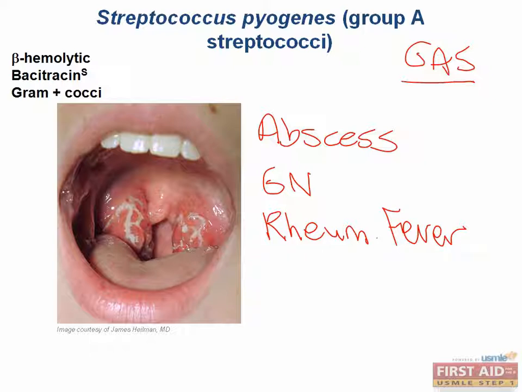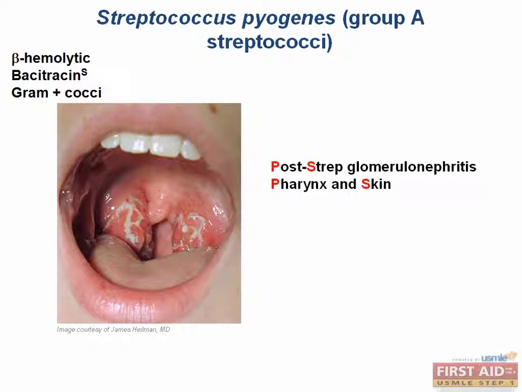However, it is important to remember that glomerulonephritis can occur after both pharyngitis or skin infections, whereas rheumatic fever will only occur after pharyngitis. Also important to know is that we treat pharyngitis with penicillin specifically to prevent these complications.